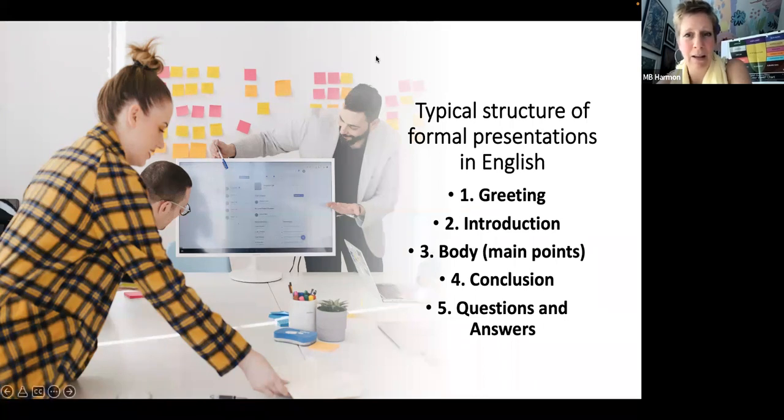So just trying to keep these ideas in your mind. There are 5 different pieces that we're going to go through this afternoon, and we're going to think about how we can talk through each one of them.